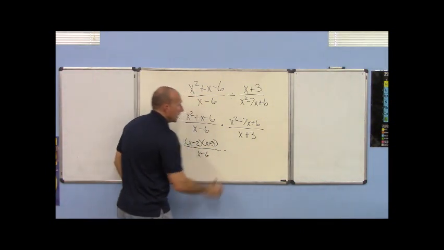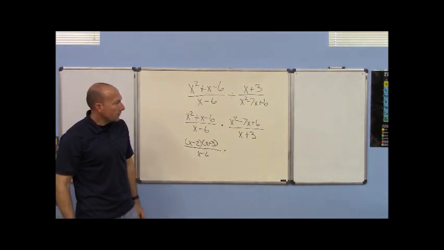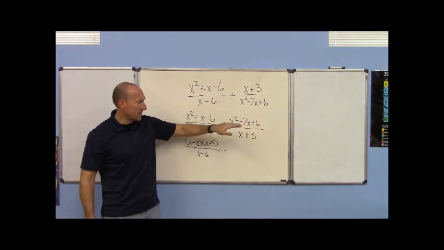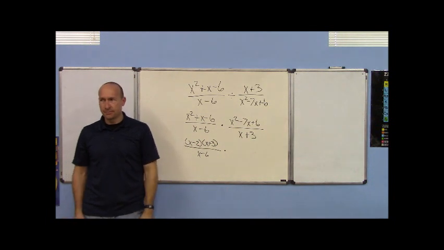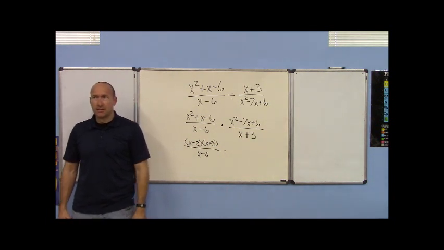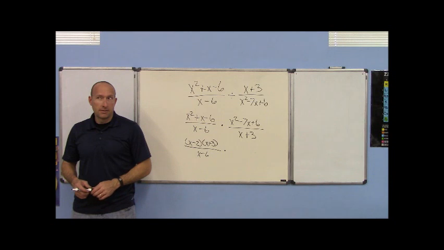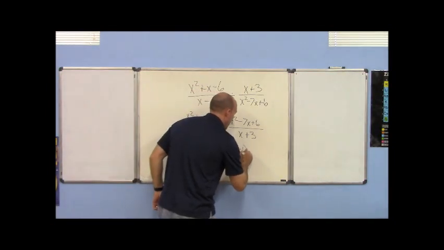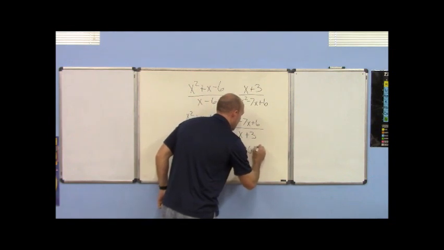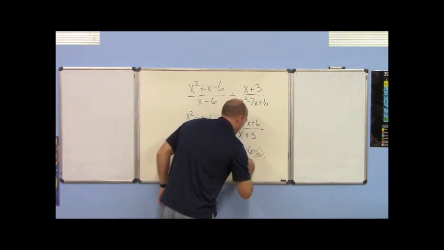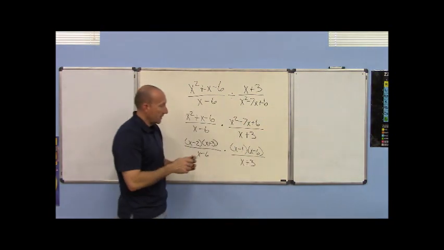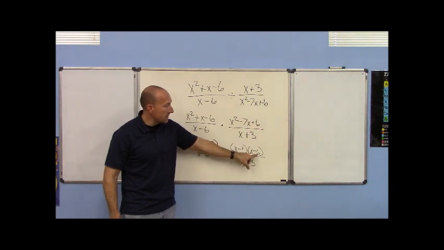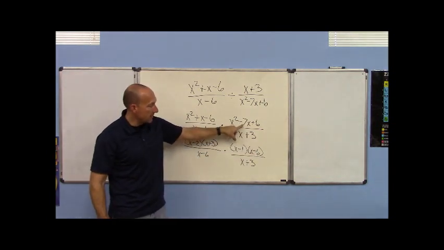Times, now what about this one? What is a factor of positive 6 that gives us a -7? -1 and -7? No, -1 and -6. Very good. So (x minus 1) times (x minus 6) over x plus 3. Because -1 times -6 is positive 6, but -1 minus 6 gives you a -7.